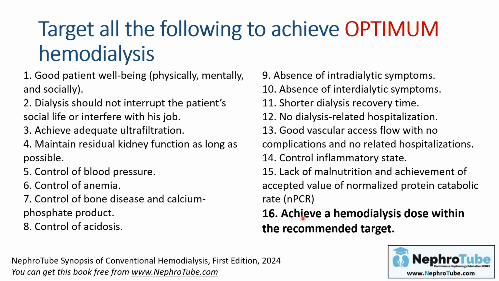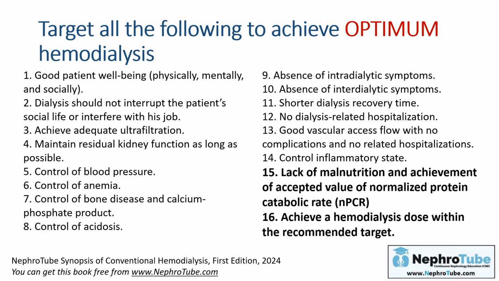From these 16 points, I discussed in my book, Nephrotube Synopsis of Conventional Hemodialysis, points 15 and 16 in detail. The other points are out of the scope of the book. I discussed how to assess the nutritional status of the patient through what is called normalized protein catabolic rate, and for sure the main concern of this chapter is to discuss how to test or to measure the dialysis dose. Let's start with this point.